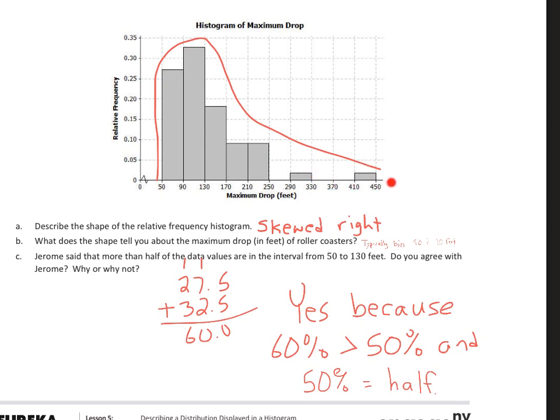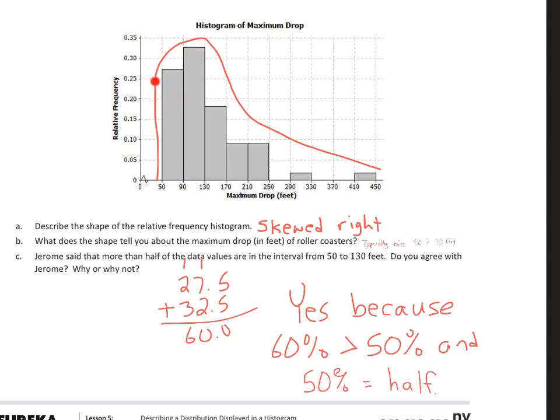I would love to go on this roller coaster, or however many roller coasters were out there. But these are the extreme roller coasters, right? The super tall, maybe they're on top of buildings or something. And then as far as him claiming that 50 to 130 feet is more than half the data, yeah, because 60% is greater than 50% and 50% is half.